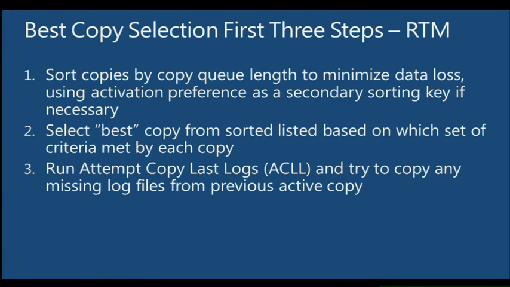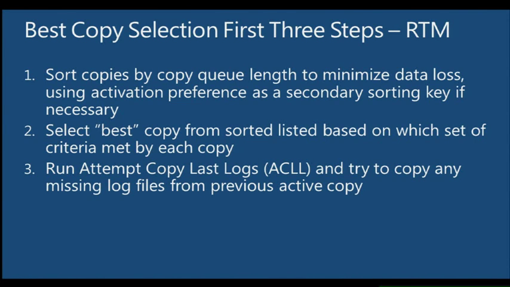Now, if we happen to have multiple copies that had the same copy queue length, 2 passive copies, both missing 5 log files, we will break that tie using another property that every database copy has called activation preference. Activation preference is just a number assigned to a database, 1, 2, 3, 4, etc. It's always going to be equal to the number of copies you have of the database. And what we'll do to break that tie is we'll look at the activation preference value for those copies, and whichever copy has the lower value, we will move to the top of the list. Okay, and that will be the one that we'll select to try and activate.